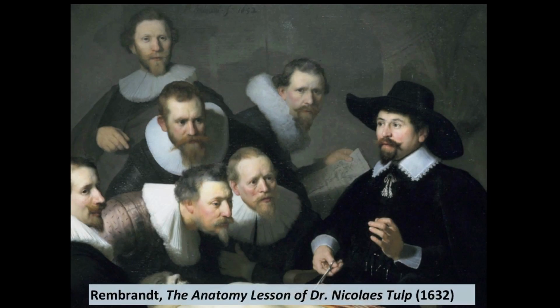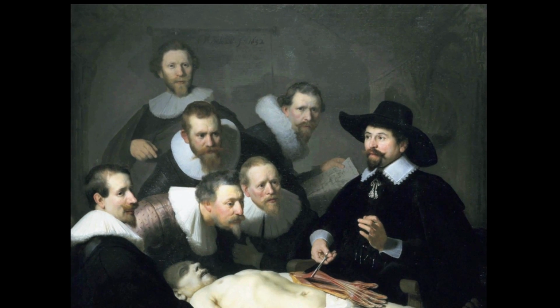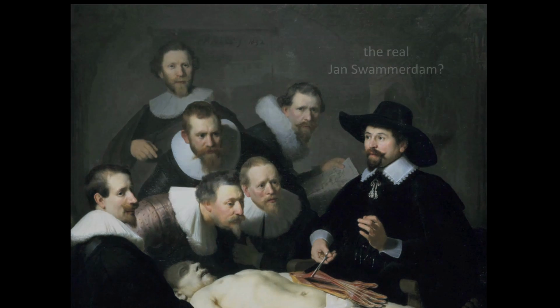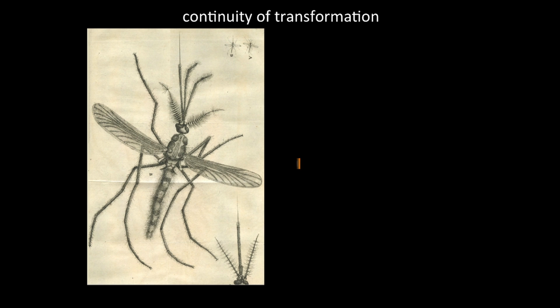It's another physician named Hartmut Hammarzoon, who actually appears in a different portrait, the famous portrait by Rembrandt. We don't know actually what Jan Swammerdam looked like. He died without leaving any trace. And he actually died of malaria in 1680.